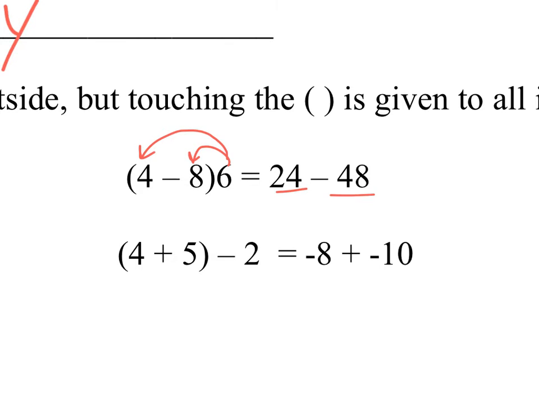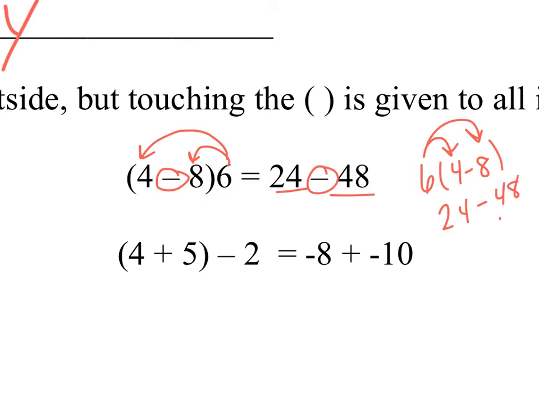Get 48. The reason why it's not a positive 48 is because if I look at the inside of my parentheses, my 8 is being subtracted, so I need to carry that subtraction through. We don't typically write the 6 after the parentheses. If you want, you can write it as 6 times 4 minus 8, and you'll still get the exact same answer. I distribute. I get 24. Distribute. 6 times 8, 48. Exact same thing.